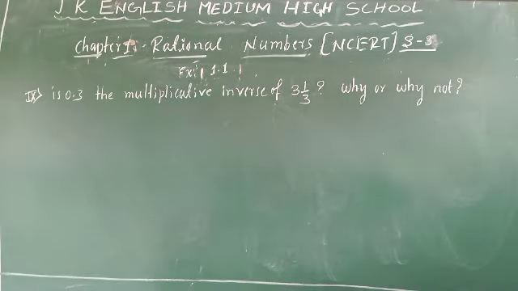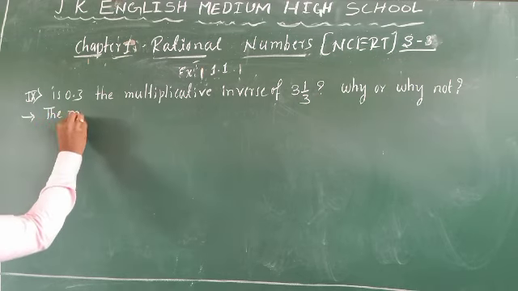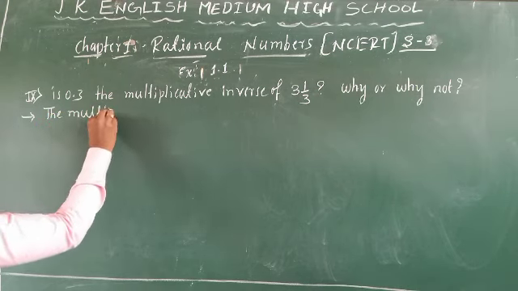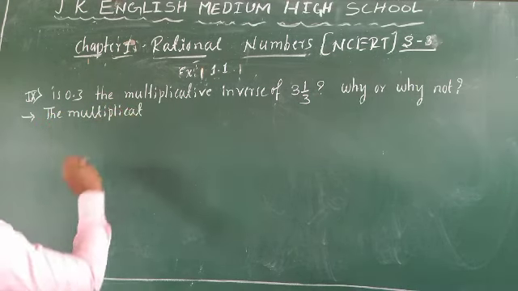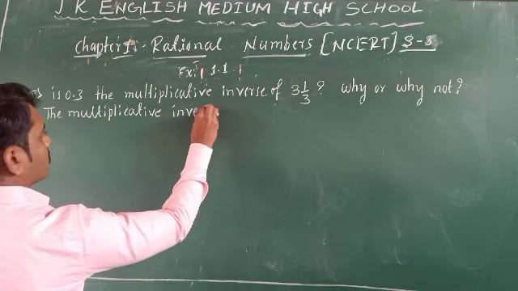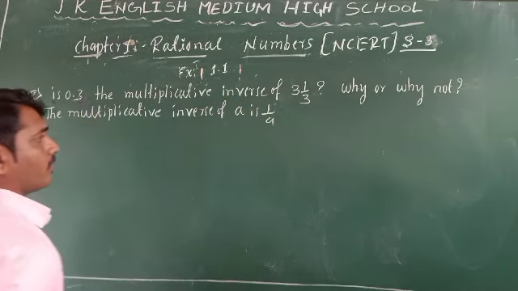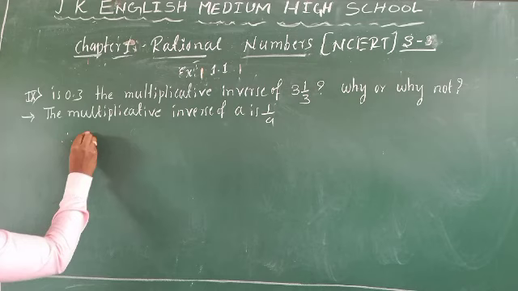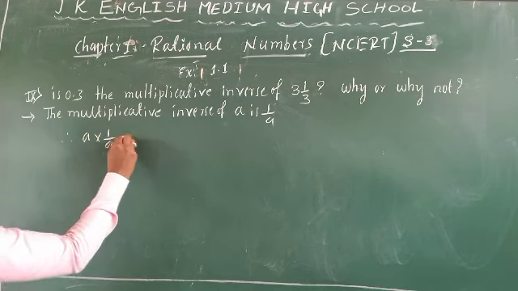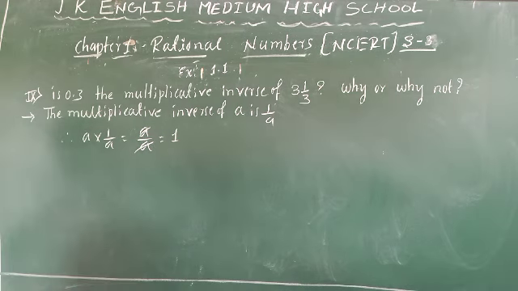Okay, how to do this? Same procedure. First, the multiplicative inverse of A is 1 upon A, correct? Therefore, A into 1 upon A, the A will cancel, and the answer should be 1. Same question we will do here.